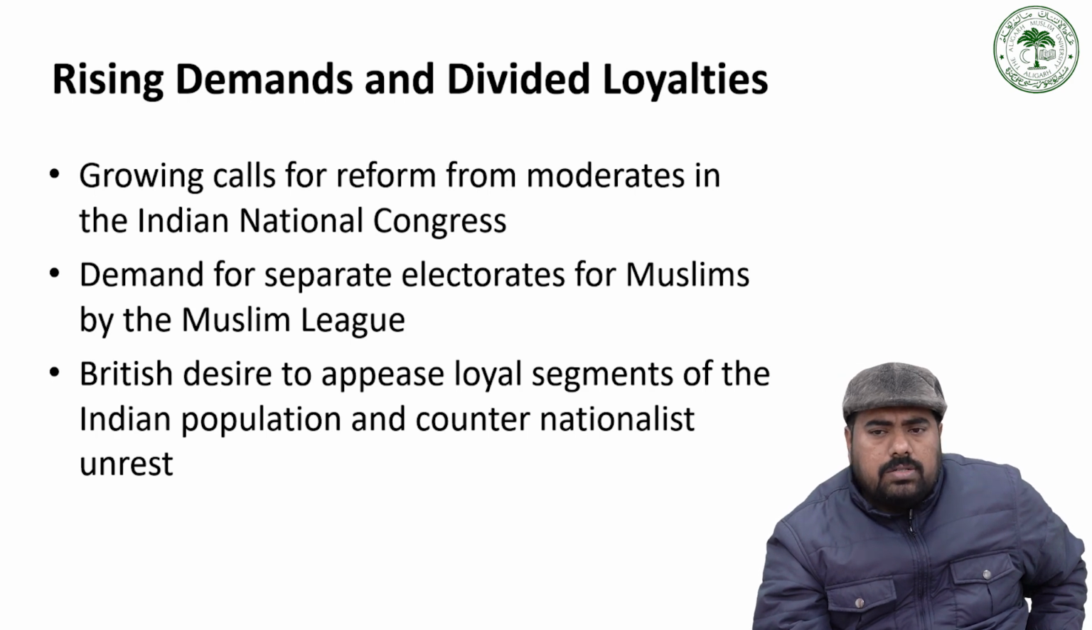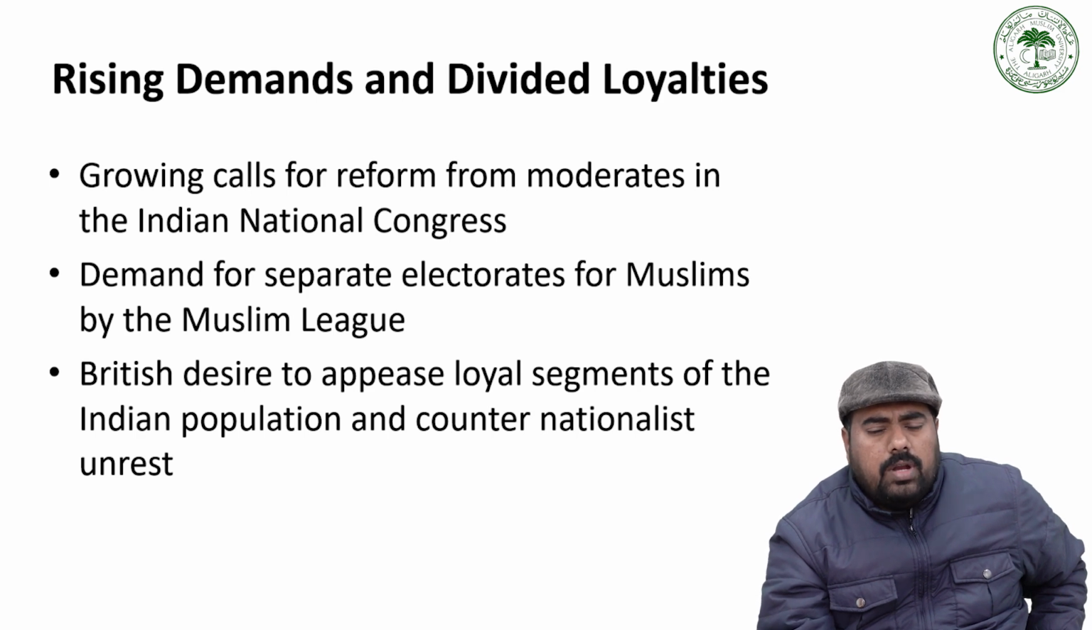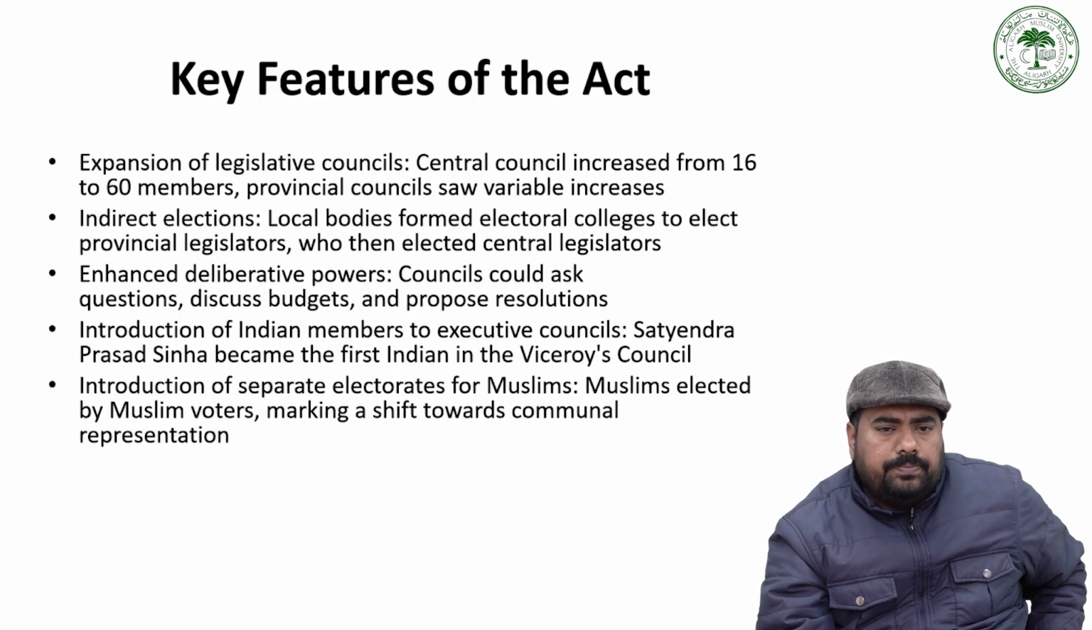The moderate faction within the Indian National Congress, led by figures like Surendranath Banerjee, advocated for constitutional reforms within the British framework. Meanwhile, the newly formed Muslim League under the leadership of the Aga Khan sought separate electorates for Muslims, fearing marginalization in a united electorate. And the British saw these developments as opportunities to divide and weaken the nationalist movement.